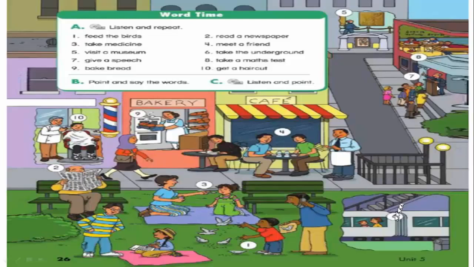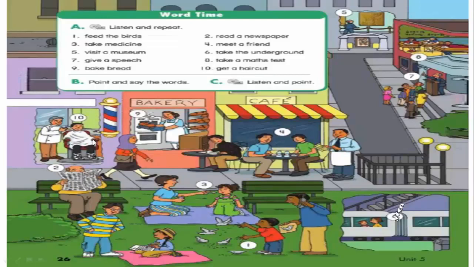Okay, seven, give a speech. Aho, that's the man. He gives a speech. أو بيقول خطبة أو خطاب. Number eight, take a math test. Aho, here are the students taking a math test. Nine, bake bread. That's it. Bake bread. And number 10, get a haircut. That's him. He's at the barber shop getting a haircut. Can you see it? Number 10.